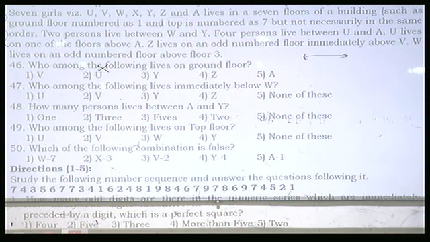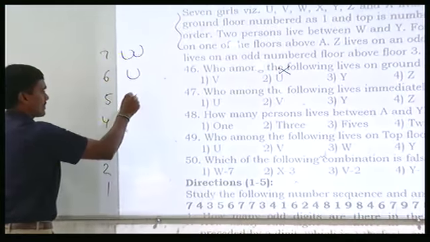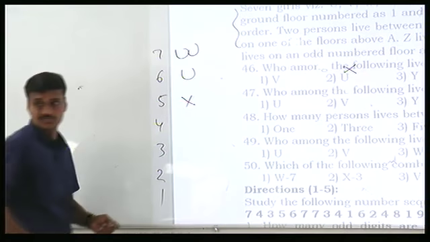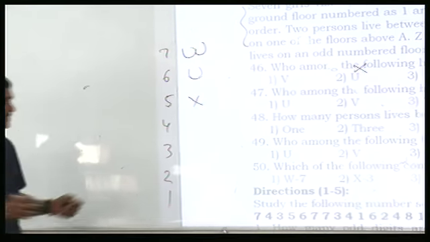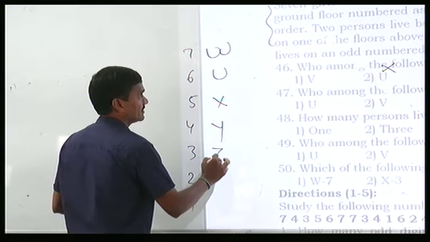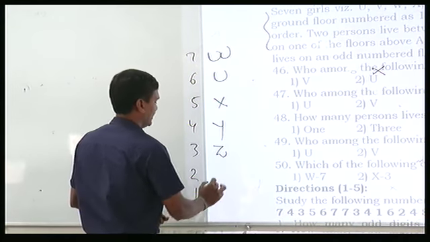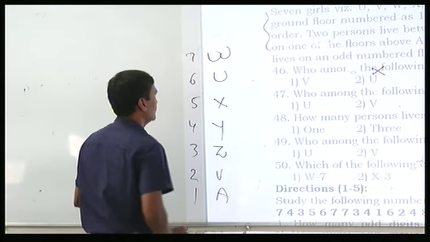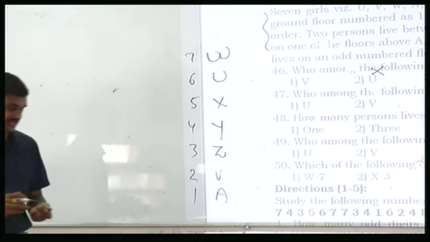46 to 50. W, U, X, fine. Next one, Y, Z. Next one, V, A is the order. W, U, X, Y, Z, V, A.